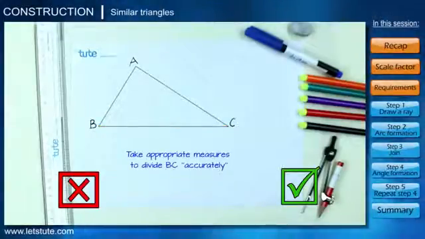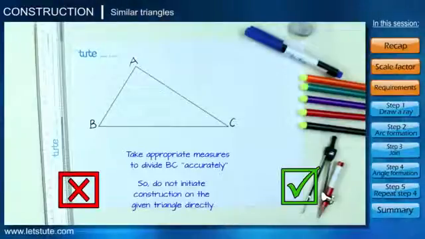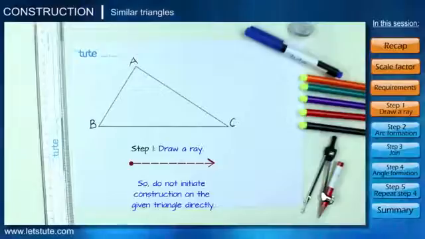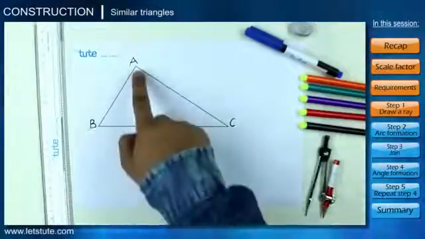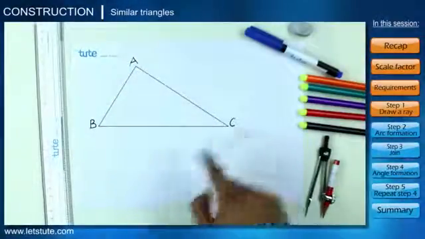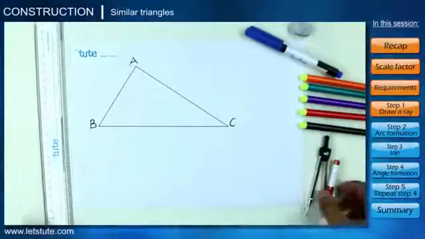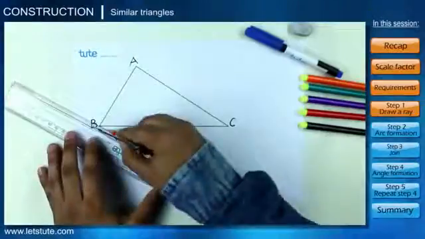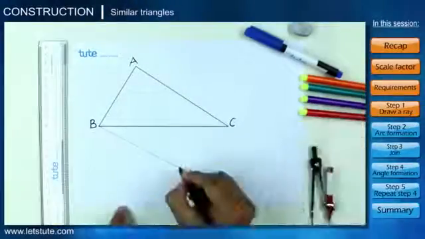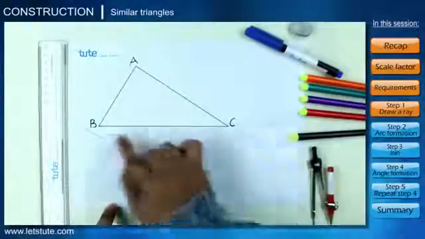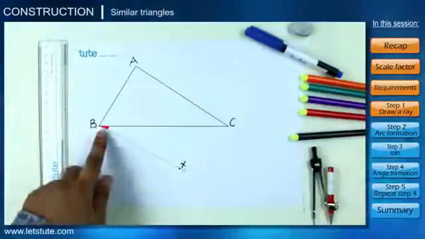So instead of directly initiating construction on a triangle, we will draw a ray, and this will be our step number 1. Draw a ray from any of the vertices of the triangle. So let's say in this case I draw it from vertex B, and on this ray we will start the construction we intend to do. Now please note, this ray has to be at a shorter distance from the side BC, which means the angle between them should be small.